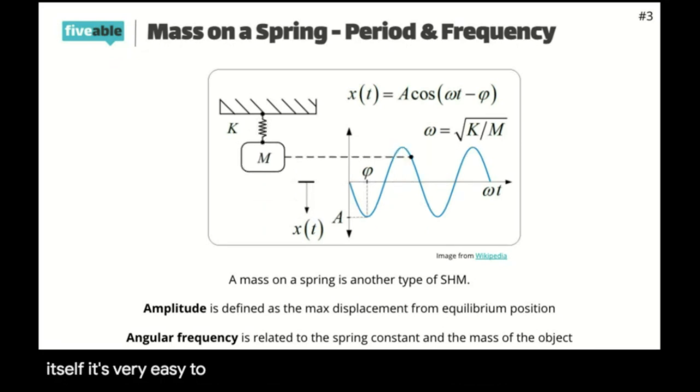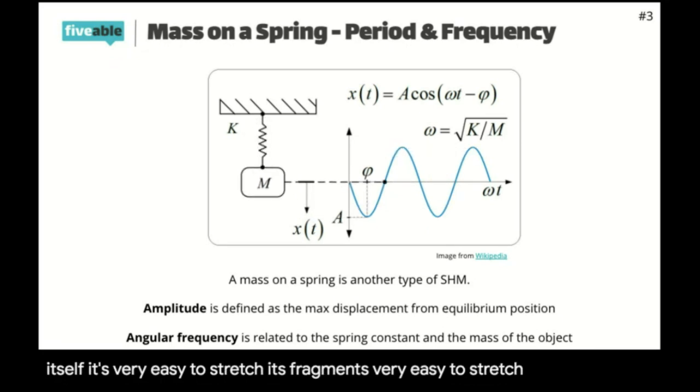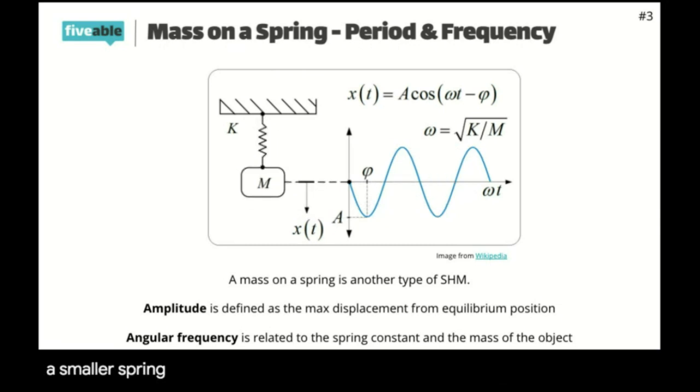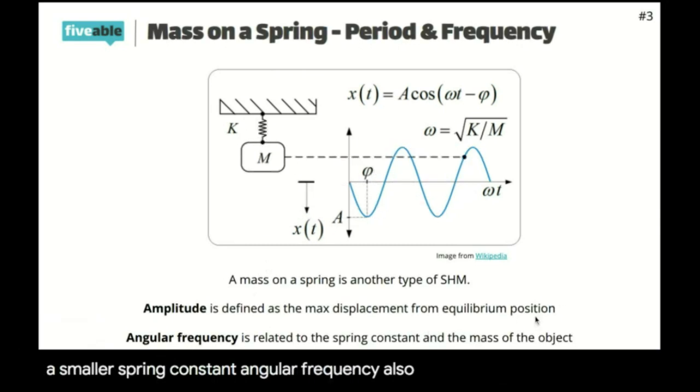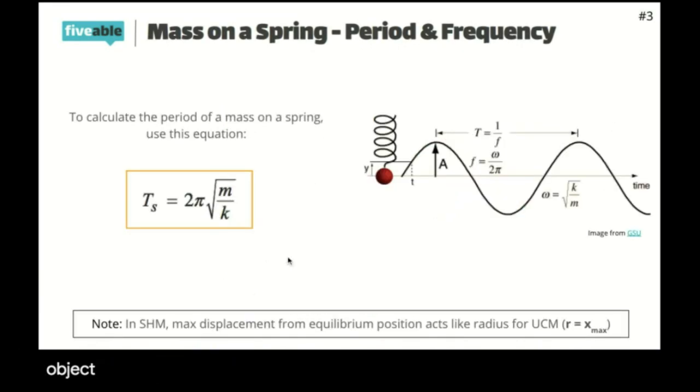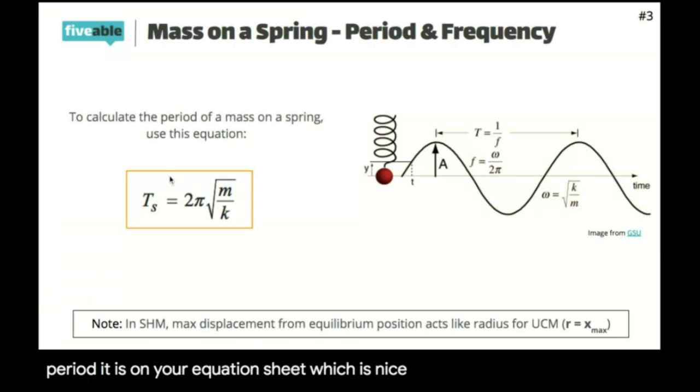It's very easy to stretch. A spring that's very easy to stretch would have a smaller spring constant. Angular frequency also relates to the mass of the object. So there's a special formula for mass on a spring to calculate the period. It is on your equation sheet, which is nice. And it looks like this.